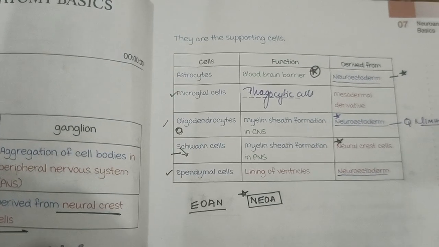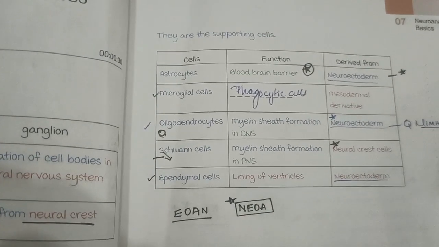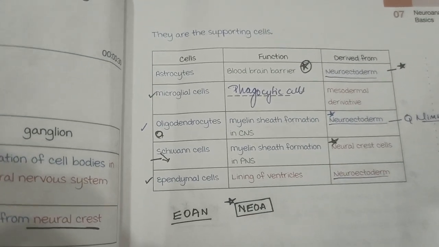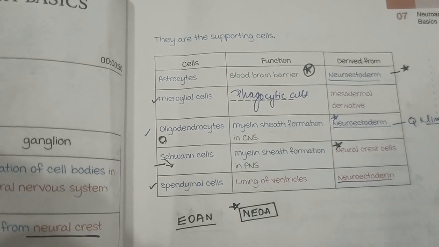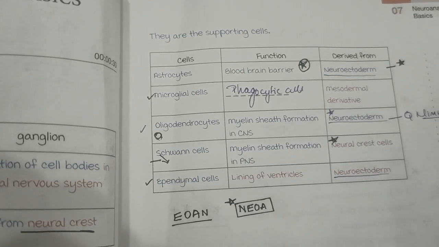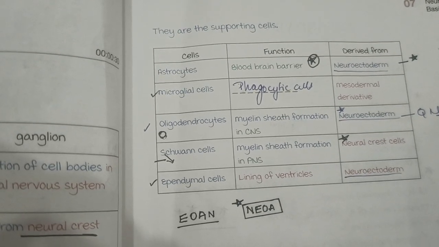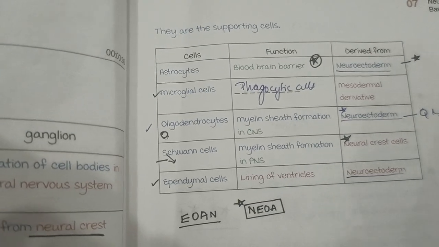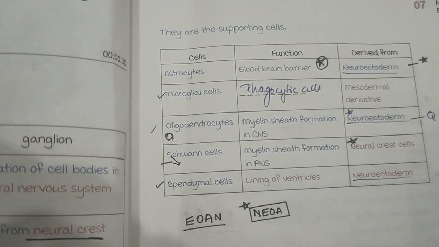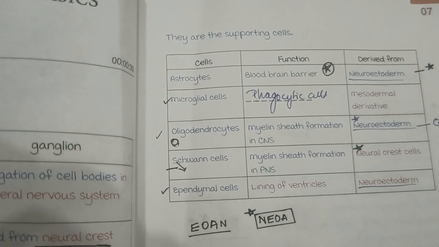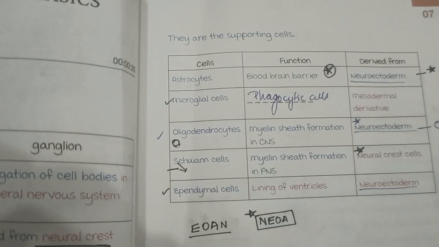So what are these? There are supporting cells. Now the first cell written here is known as the astrocyte. Remember, it is an astrocyte. Astro itself, as I've already discussed, means star shaped.